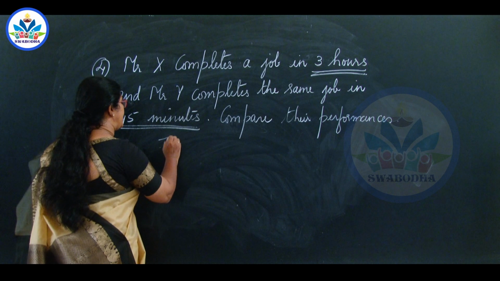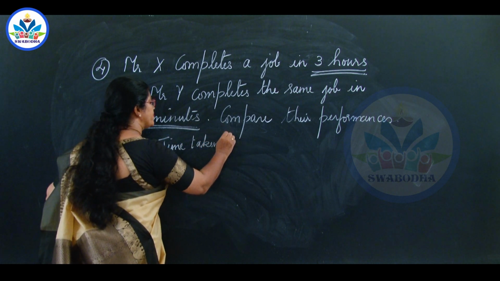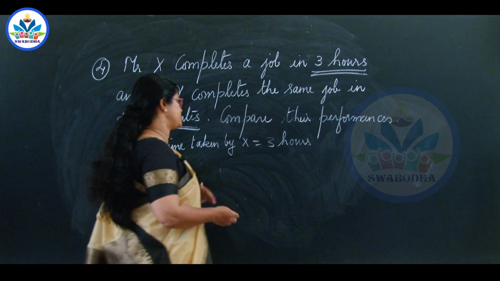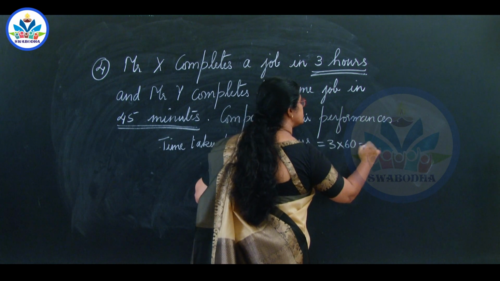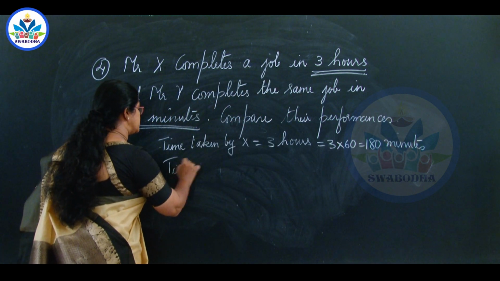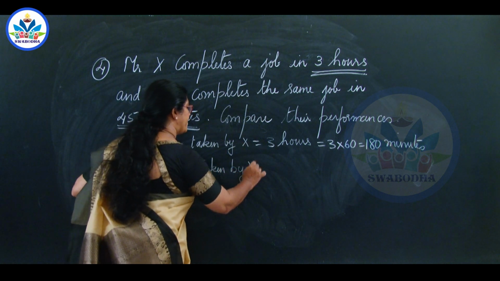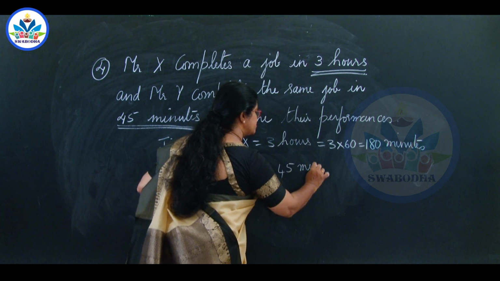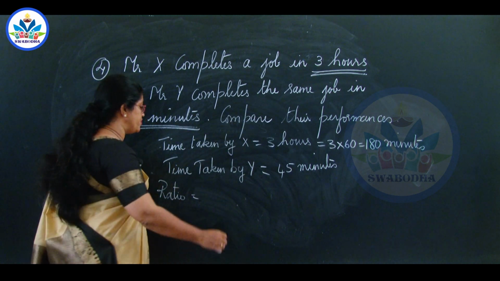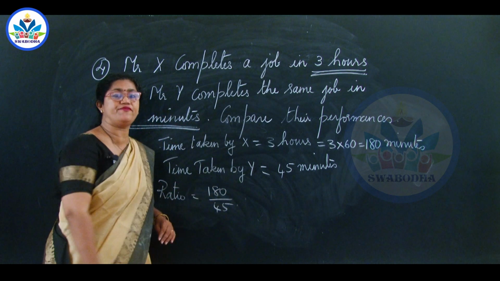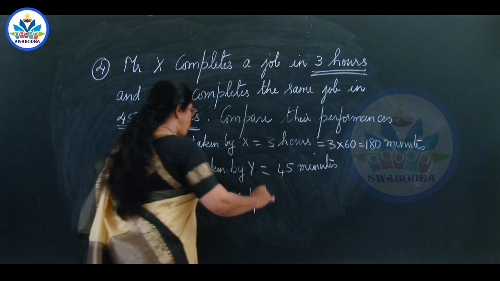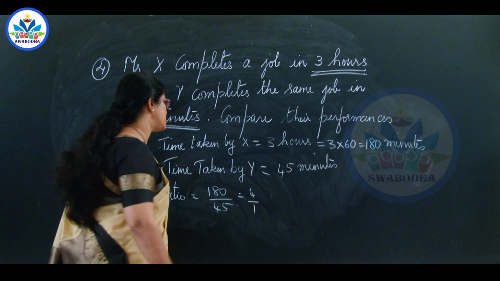So, let us take time taken by X is 3 hours, which can be converted to minutes, and that is 180 minutes. And the time taken by Y is 45 minutes. Now consider the ratio. If I take the ratio of the time taken, then I get 180 divided by 45. Reduce the fraction to the simplest form, cancel any common factors, and you get 4 by 1. So, you can say the ratio is 4:1.